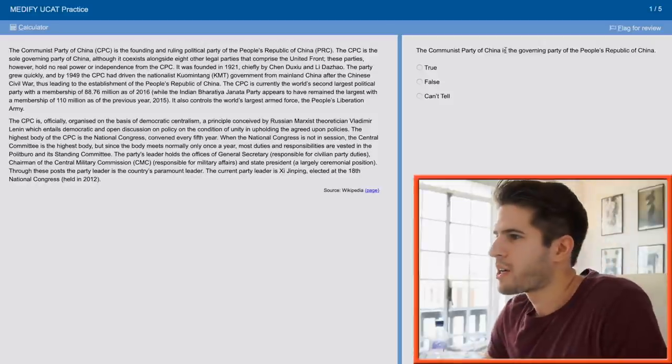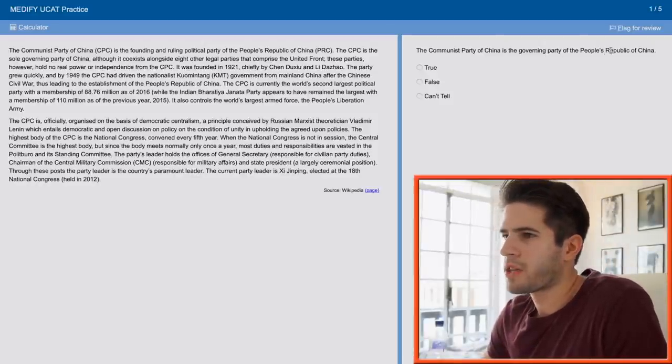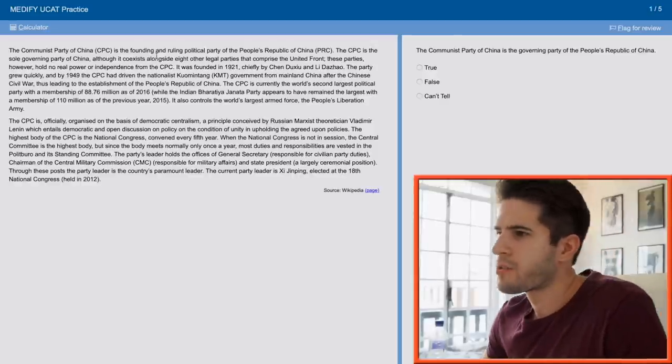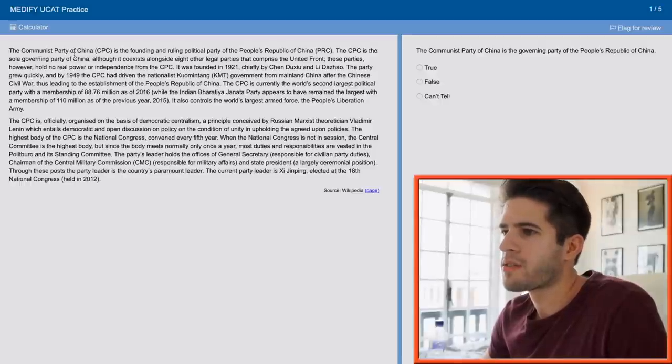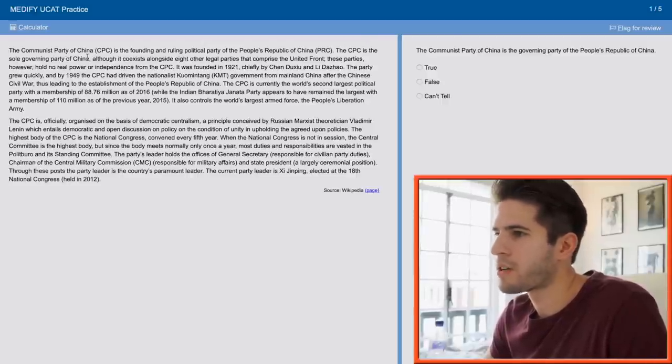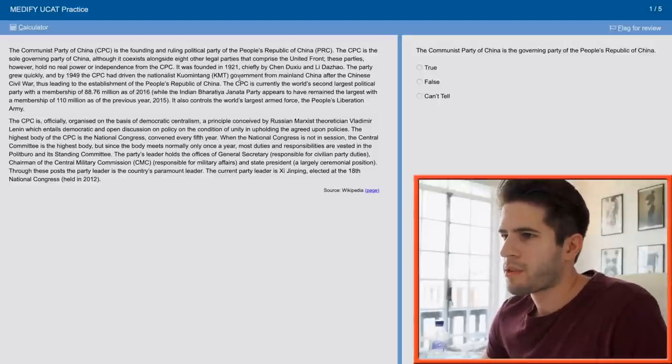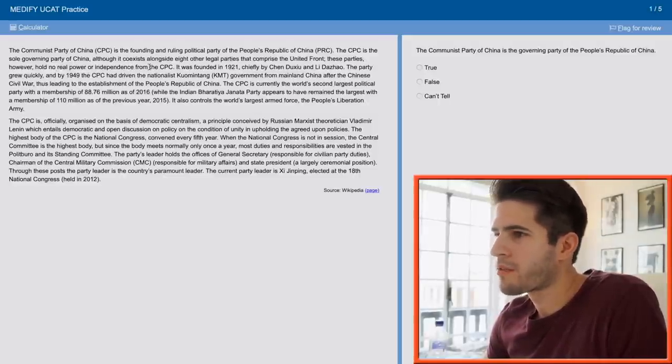Communist Party of China is the governing party of the People's Republic of China. Okay. So now I guess the question becomes, is the People's Republic of China the same thing as China? Because it says here, the Communist Party is the governing party of the People's Republic of China, which is here. And it says here, the CPC is the sole governing party of China. Okay, so the rest of the paragraph doesn't seem to talk about that. The other parties, however, hold no real power or independence from the CPC, which is the Communist Party of China. So that's something else. We're going to go with true for this one.